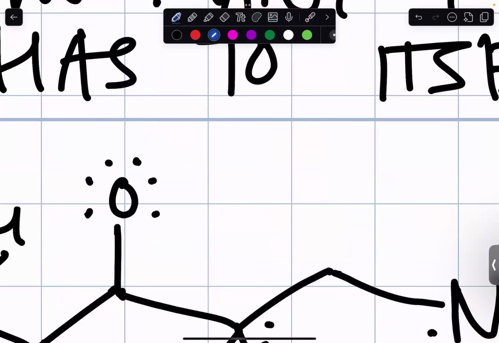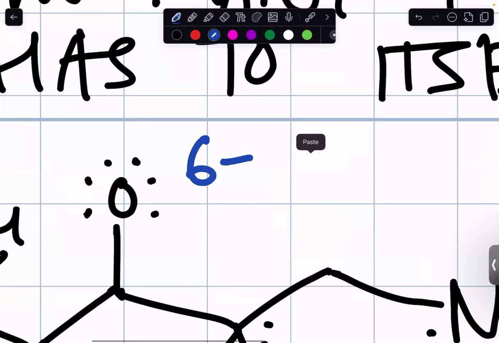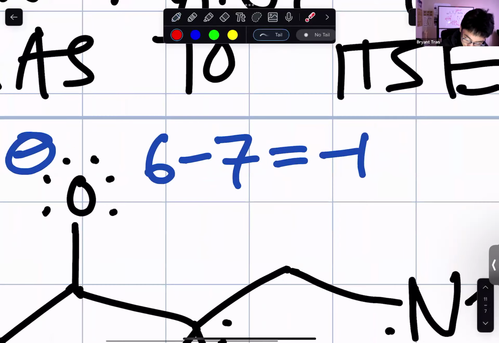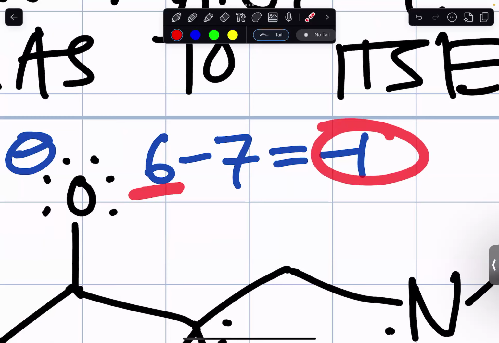That has, so we have 1, 2, 3, 4, 5, 6, 7. So it would be a +1 charge or minus? Yeah, 6 minus 7, -1, negative charge. Yeah, because the first number in the equation here is how many electrons they want to itself based on the group it's on in the periodic table. So it's -1 charge here for this oxygen.